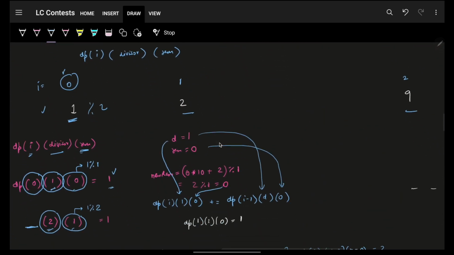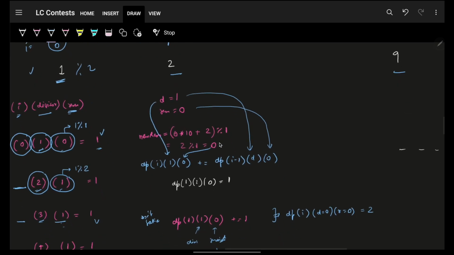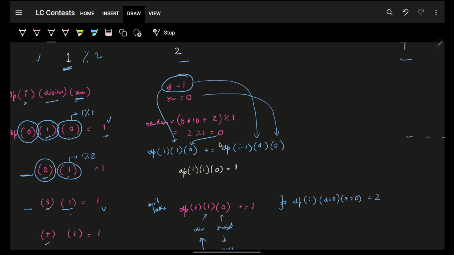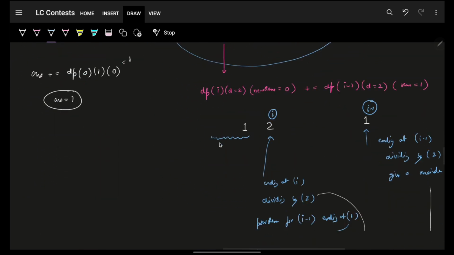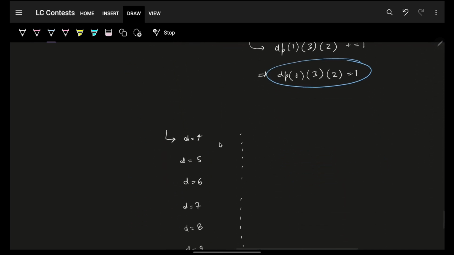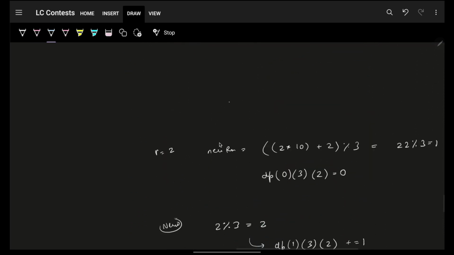Okay, let's go on to the next one. The index is 1, value is 2. Now comes the fun part. The fun part says to start from divisor as 1. Obviously, I will try all the divisors: divisor as 1, then divisor as 2, then 3 and 4, and so on and so forth. Okay, let's come back.